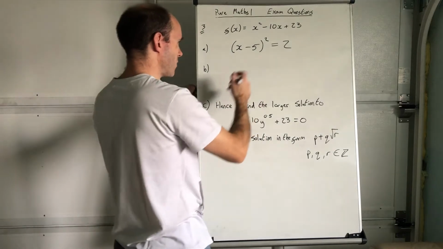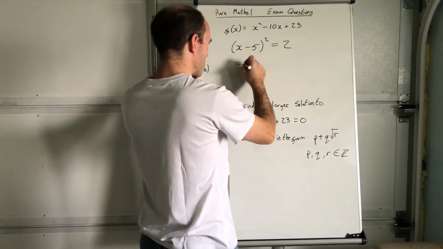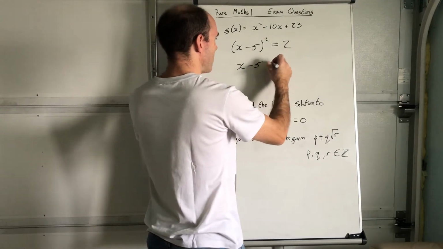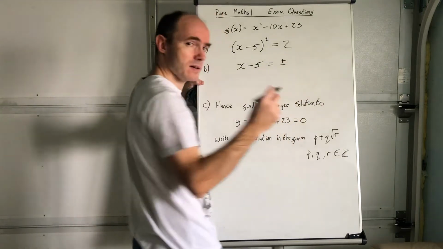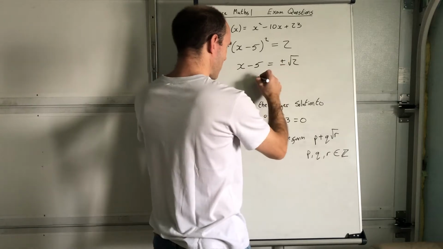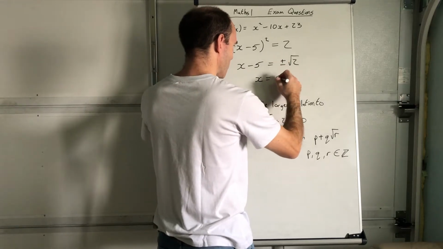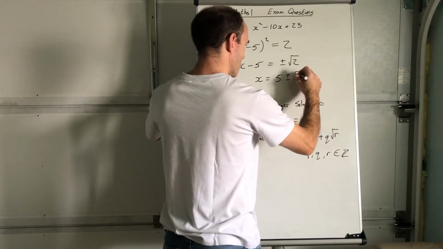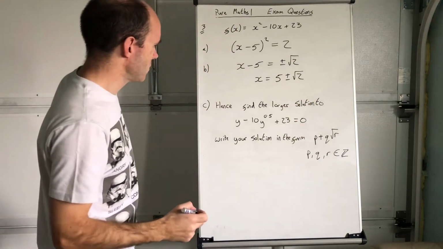So in solving this equation, I've got (x minus 5) squared is equal to 2. x minus 5 is equal to, do not forget, the positive or negative root 2, and then put the 5 into that side. You've got x is equal to 5 plus or minus root 2. That's it. Those are the solutions.